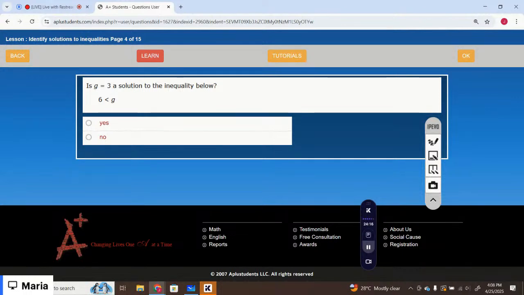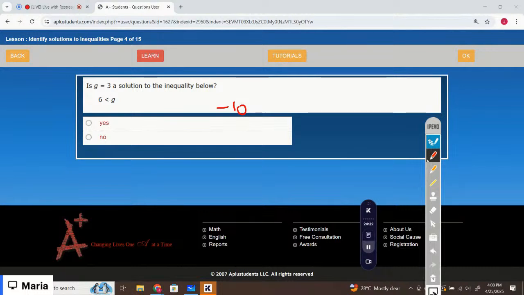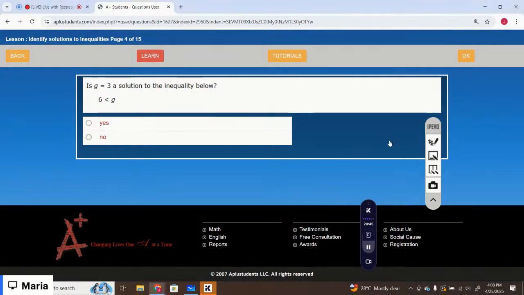Is G equals 3 a solution to the inequality below? 6 is less than G. Six is less than 3? 6 is not less than 3, so the correct option is no. Option number 2 is the correct option, that is no.